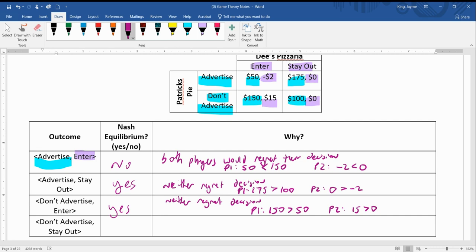All right, let's see if I can do this last one correctly. So that's this cell here. Don't advertise and stay out. Player one, right? They're making $100. If they had chosen to advertise instead, they'd be making $175, which is bigger. So they're sad. They missed out on more money, right? And player two is making $0. They could have been making 15 instead. So they're also sad. So this is not a Nash equilibrium, right? Because both of them would regret it.